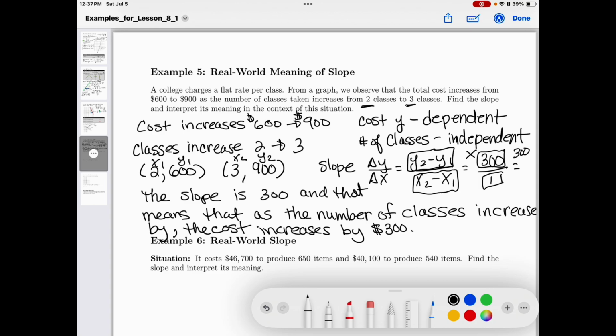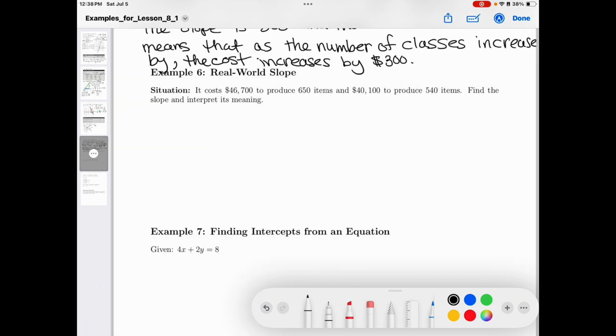So this is why it's key to understand which is your x and which variable is your y, so that you can understand it's the change in y, what does that mean? It's the change of x, what does that mean? Now, this isn't the case where the slope is negative, but if I had a negative in front of that 300, I would say that the cost decreased by 300. All right, so let's look at another interpretation of slope.